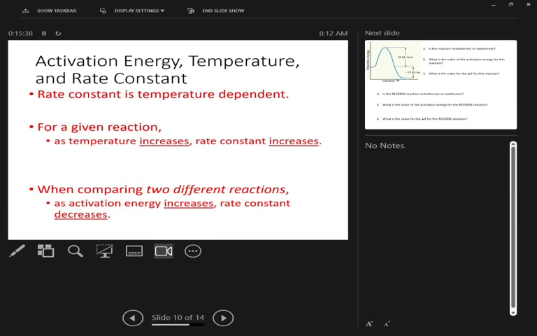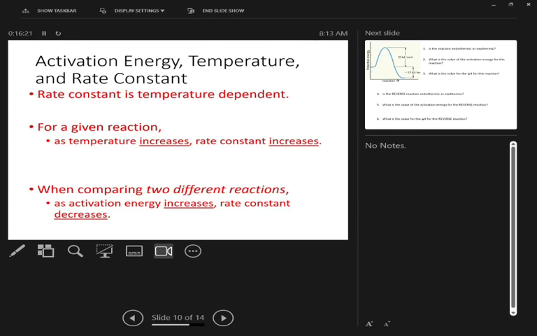So we said a minute ago the rate constant itself is temperature dependent. So if you have a given reaction and you're going to compare it at two different temperatures, then as the temperature increases for that particular reaction, the rate constant itself would increase to speed up the rate. And that's going to be because, we'll see on a graph on the back, a greater percentage of the reactant molecules have enough kinetic energy to make those successful collisions and overcome the activation energy barrier, because those particles are moving faster and they're colliding more frequently.